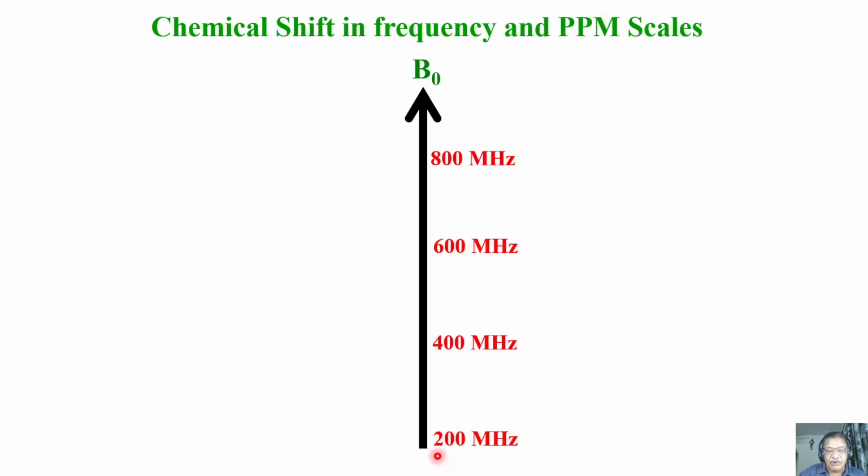So now I will give you the comparison of chemical shift in frequency and ppm scales. Let us say I am going from 200 megahertz to 800 megahertz. What it means is I am varying the magnetic field. At different magnetic field strengths, by my resonance equation, nu is equal to gamma into B naught over 2 pi, I have different resonating frequencies. This means I have different spectrometers here. Going from bottom to top, the magnetic field is increasing.